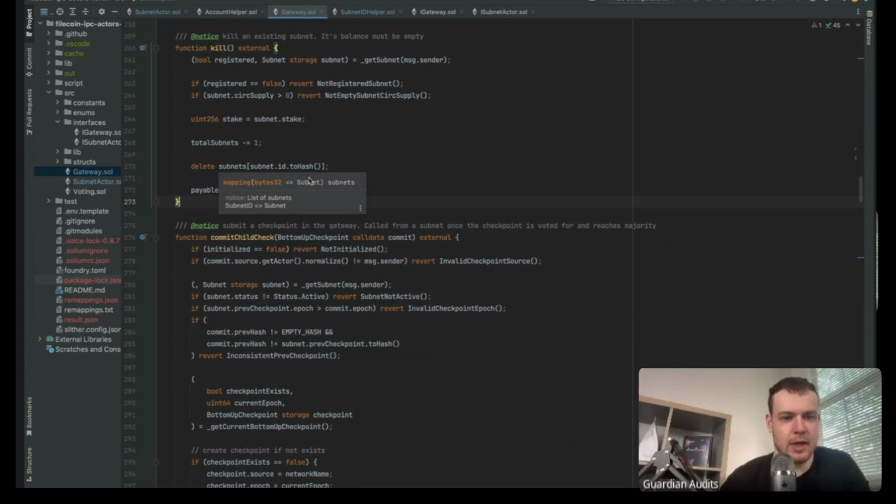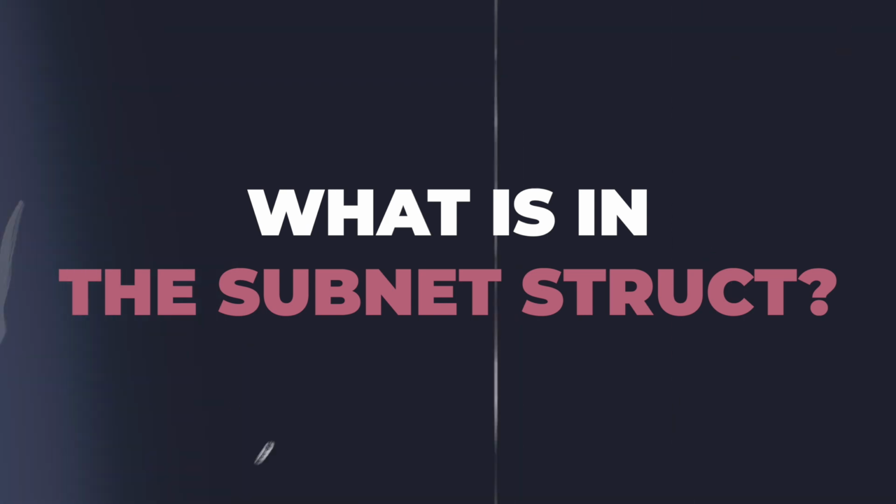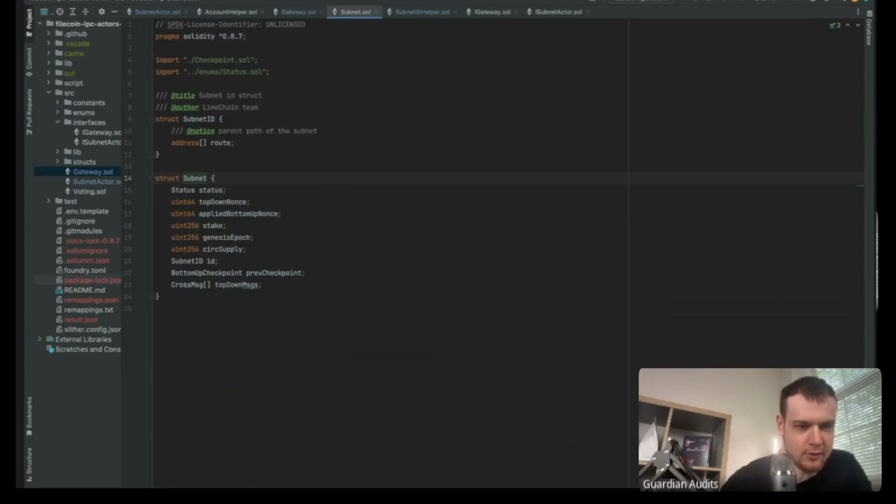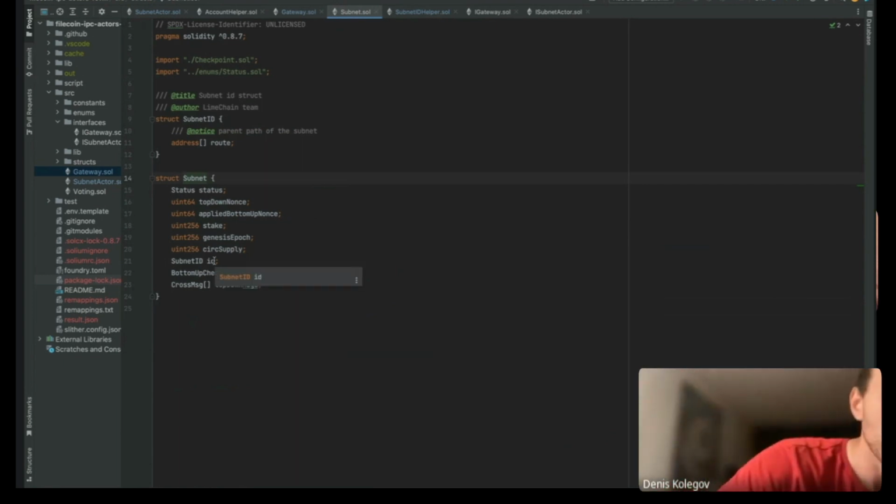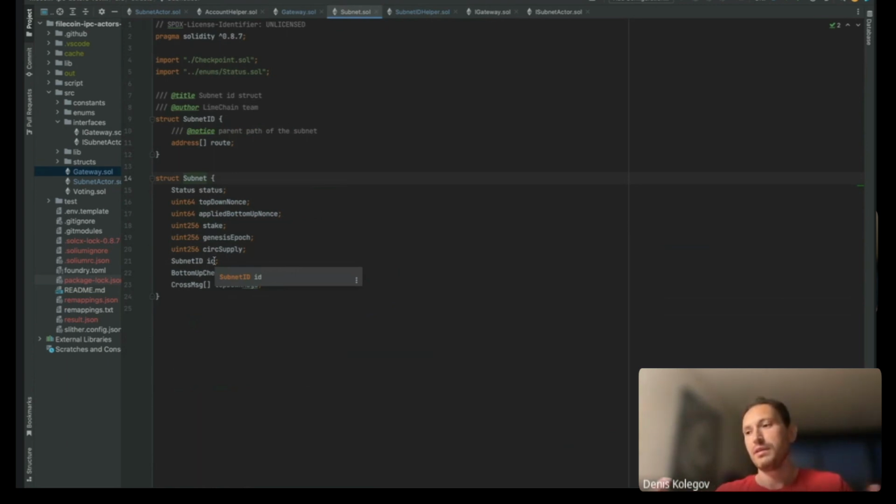Let's have a look at what is in the subnet struct here. I know the status, that's just an enum. That's fine. The ID is interesting because I know in the ID you guys have a root. Subnet ID is the concatenated name containing the path from this network to the root network.